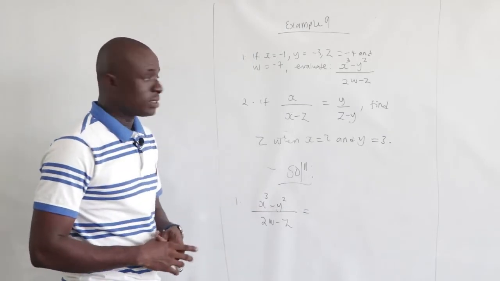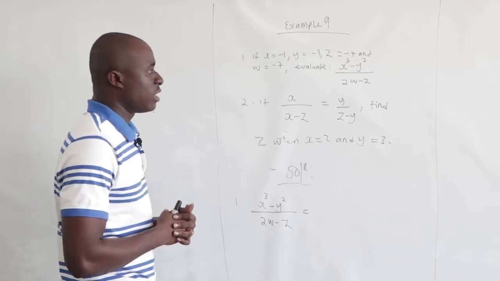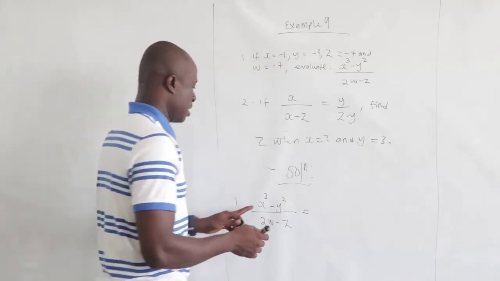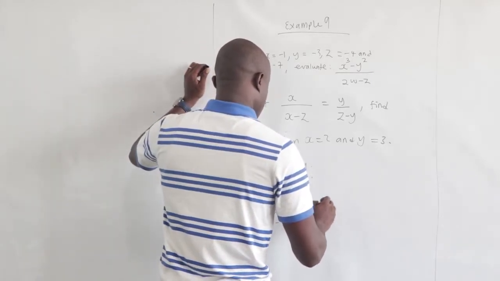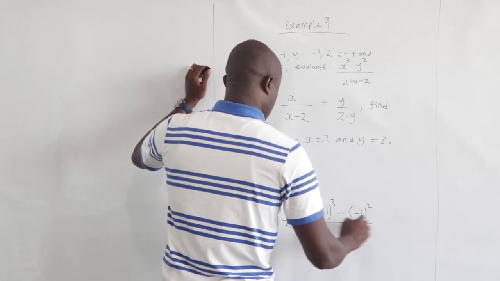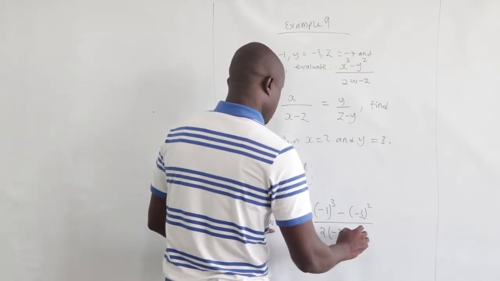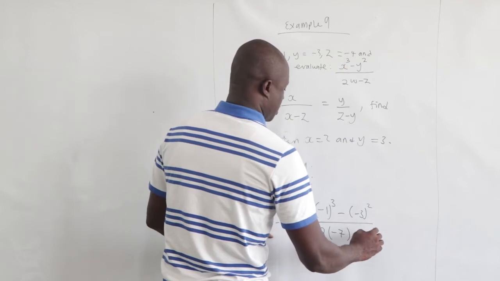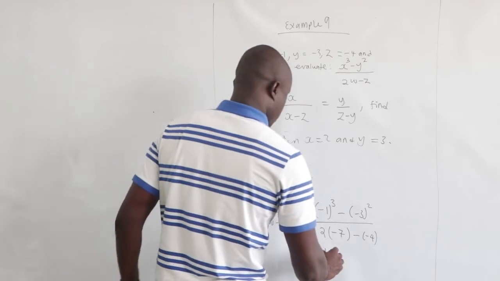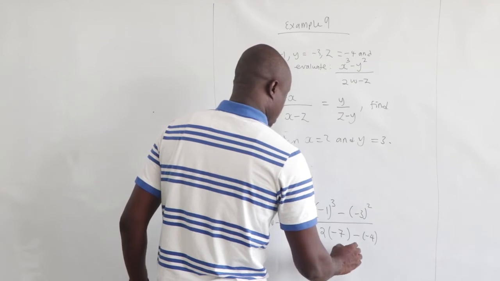Let's see the first one. It says that if x is negative 1, y is negative 3, z is negative 4, and w is negative 7, we should evaluate x to the power 3 minus y to the power 2 all over 2w minus z. Now let's substitute. X is negative 1, so you have negative 1 to the power 3 minus y. Y is negative 3 all to the power 2 all over 2 times w. What is w? That is negative 7 minus z. What is our z? That's negative 4. Now, the numerator, negative 1 to the power 3, this is negative 1 minus negative 3 all squared, that is positive 9.